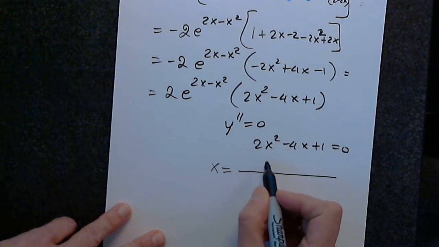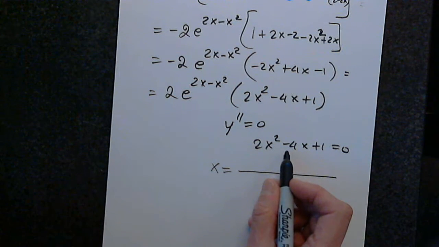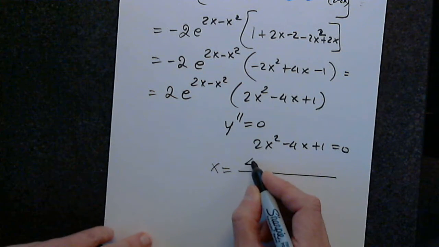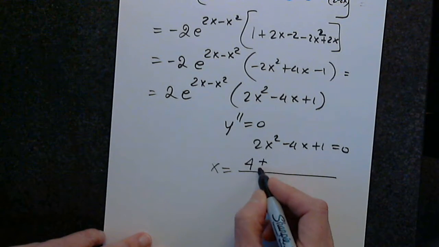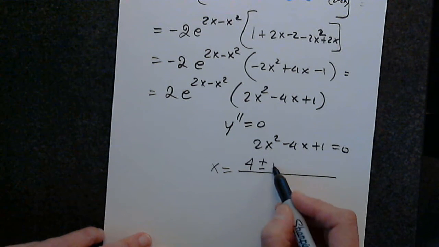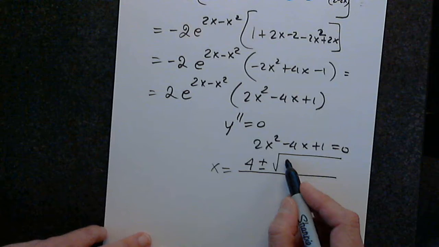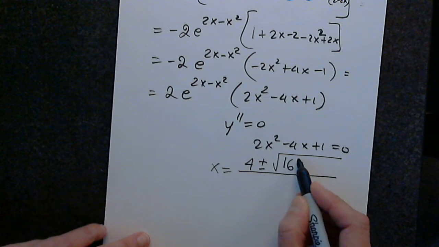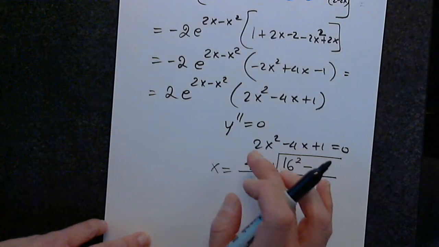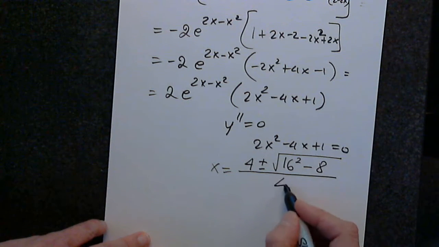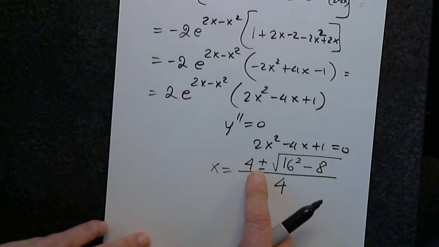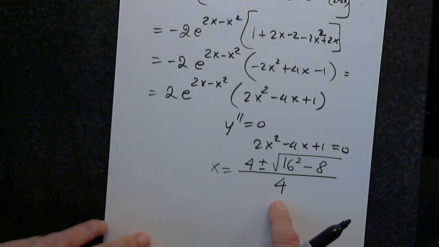It starts with b. It's negative b, plus or minus the square root of b squared, negative b, which is 4, plus or minus the square root of 4 squared, so it'd be 16, minus 4 times 2 times 1, over 2a. So it's negative b plus or minus the square root of b squared minus 4ac over 2a.